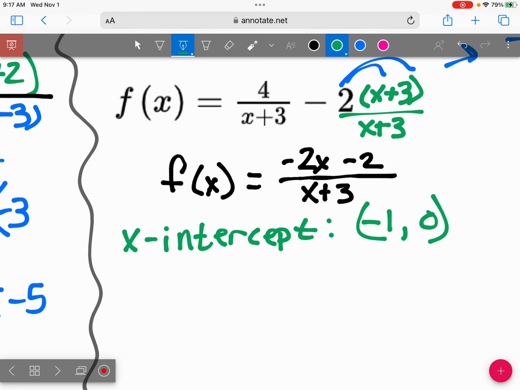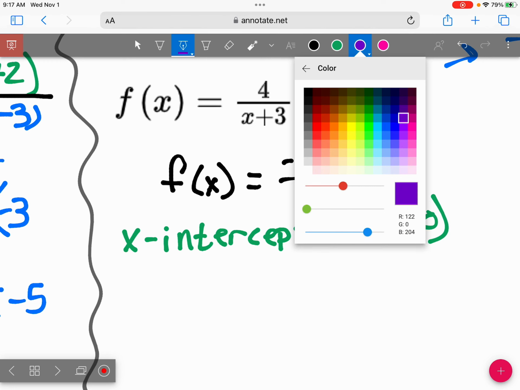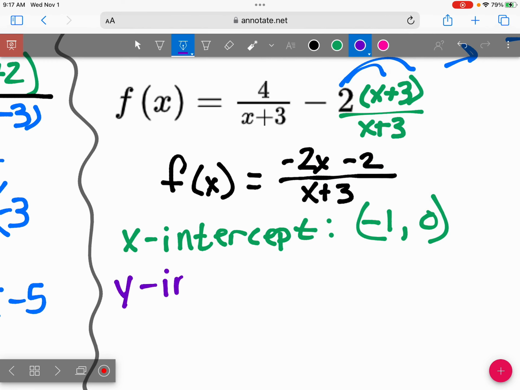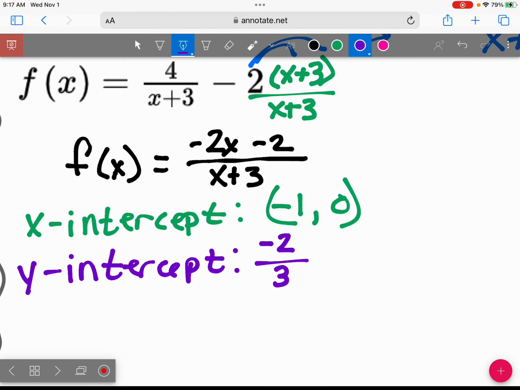What's our y-intercept? So let's see, y-intercept. That's when we're going to substitute in 0. So 0 minus 2 is negative 2. 0 plus 3 is 3. So as a point, my x is 0. My y is negative 2/3. You were thinking domain. So y-intercept, we substitute in 0.